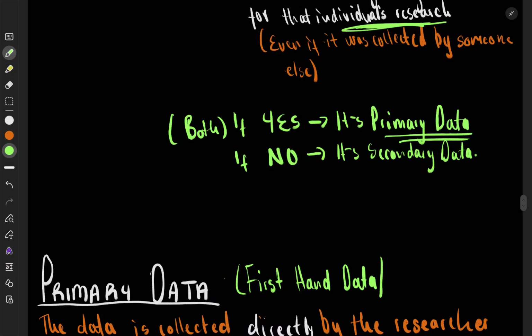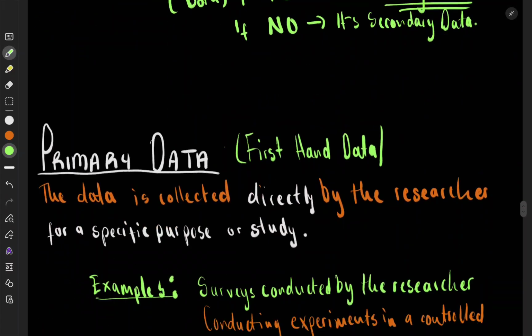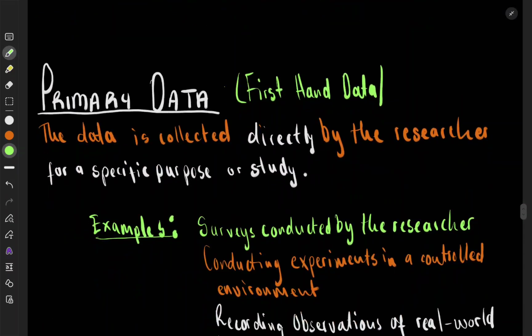Wow. Really? Yes. So these are the criteria we use. Now we'll go and see the definitions of primary data and secondary data in the next video.